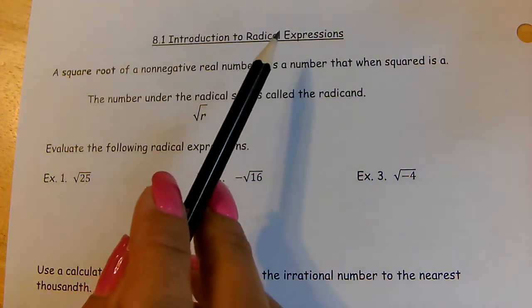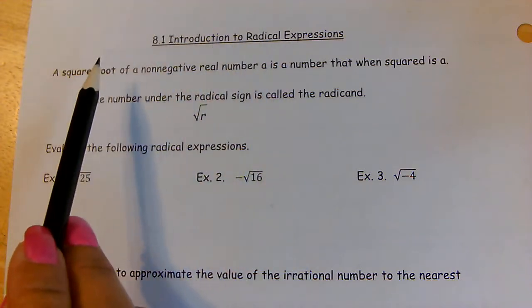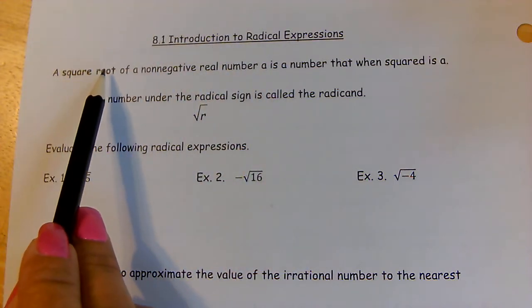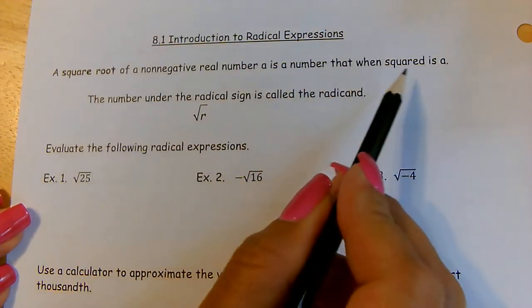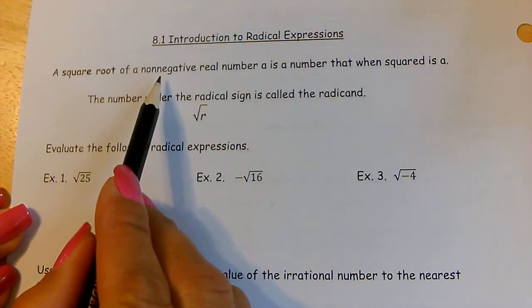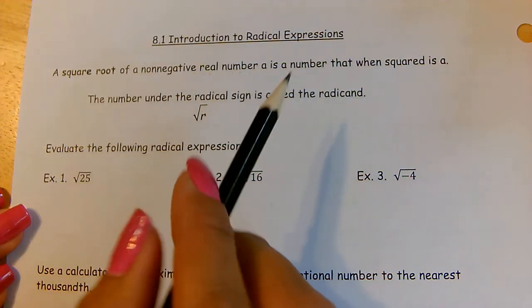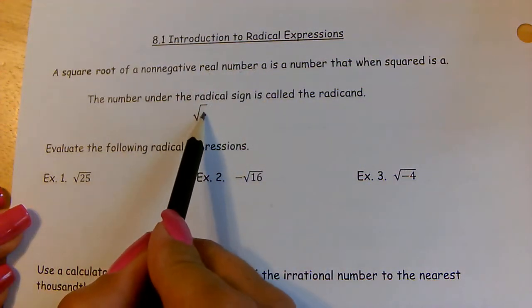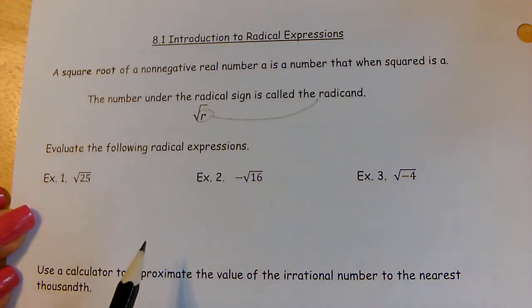So 8.1, Introduction to Radical Expressions. Expressions with radicals or square roots in them. A square root of a non-negative real number a is a number that when squared is a. So we're going to be taking square roots of non-negative real numbers. The number or the expression or the variable under the radical is called the radicand. You will not be tested on vocabulary.